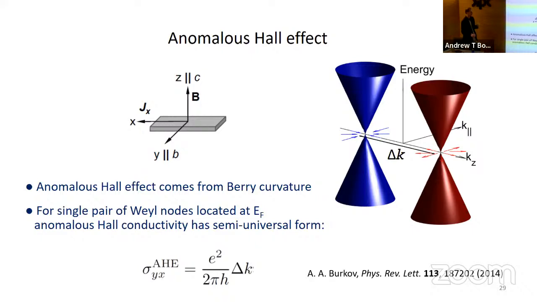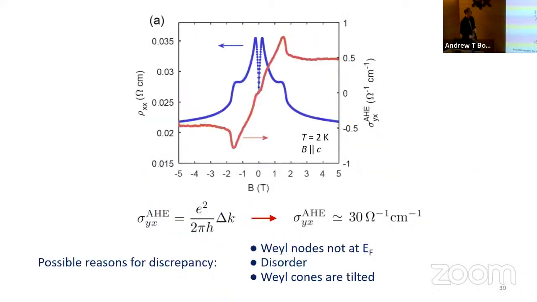Now, we have a pretty good idea how far apart these nodes are, so we know what delta K is from Maia's calculations. But if you put the numbers into this formula, you get a value of 30 in these units per ohm per centimeter. Do the measurement, which we have done, we get an anomalous Hall value, which is at these, the red curve here is the anomalous Hall measurement, only 0.5. So we are quite a long way off the predicted semi-universal Hall value.